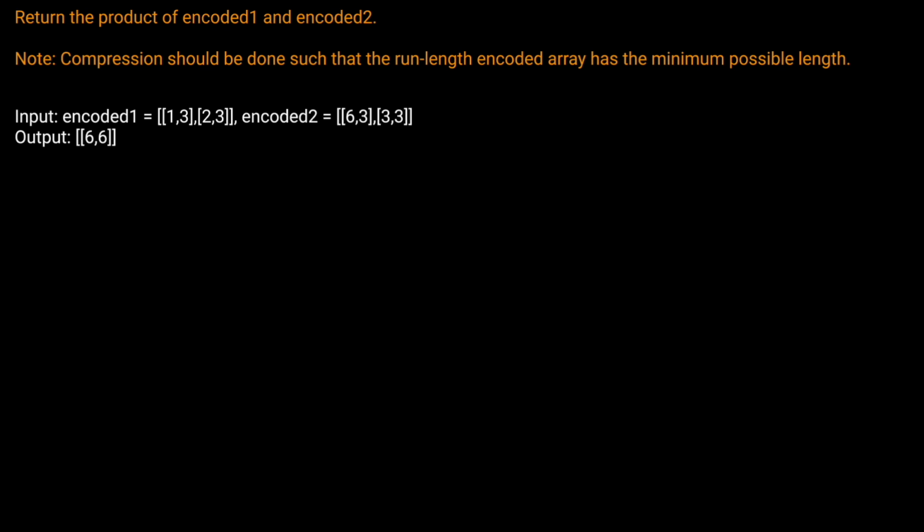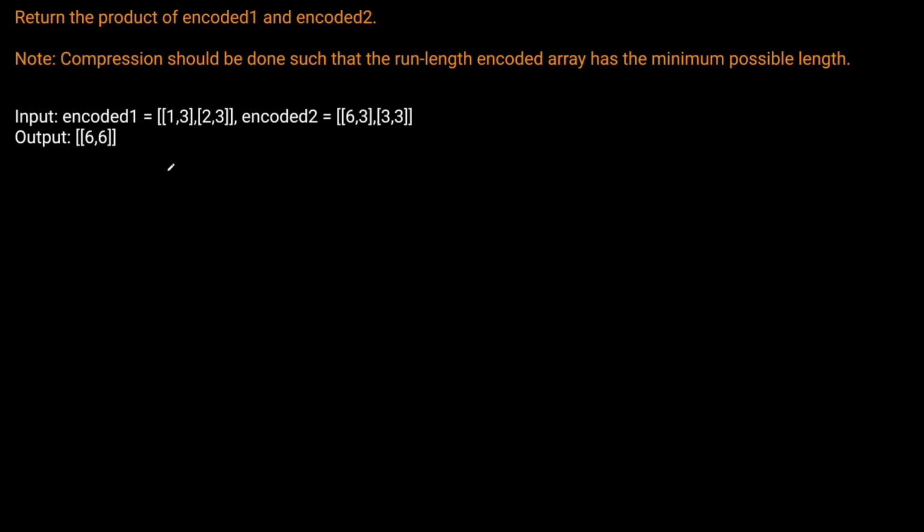The reason the previous solution was bad is that we had to make one iteration through encoded 1 to expand it, one iteration through encoded 2 to expand it, then calculate the product, and then compress it. That's 4 total iterations, which is really inefficient. What if I told you we could do it in just one pass through both encoded 1 and encoded 2? It would just be a big O of n solution where we just pass over the lengths of these. So how are we going to do that?